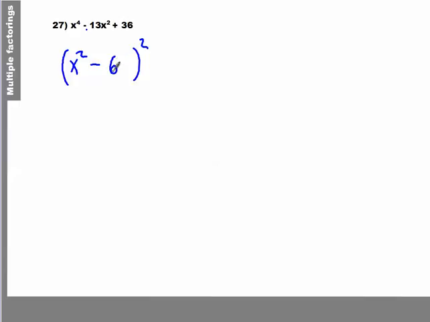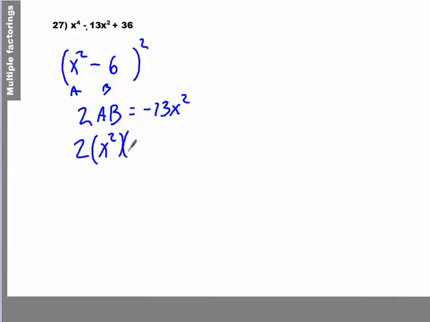So then my linear term will be 2 times the a value times the b value, and hopefully that will equal negative 13. So 2 times x squared times negative 6, that's, oh man, that's negative 12 x squared. These are not the same thing. Therefore, we don't have a square binomial.